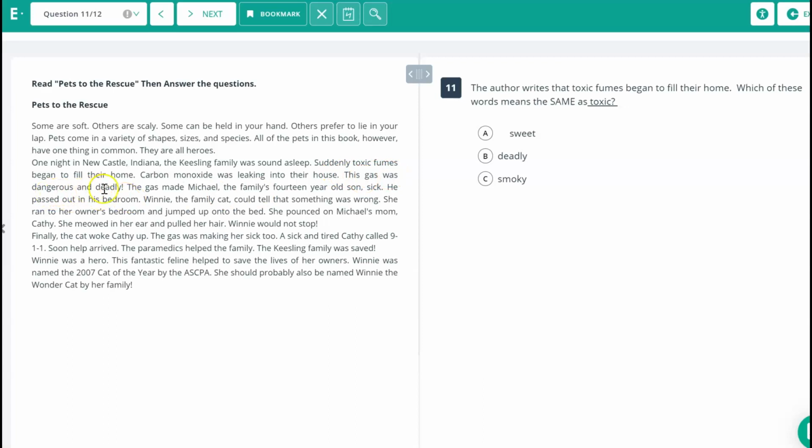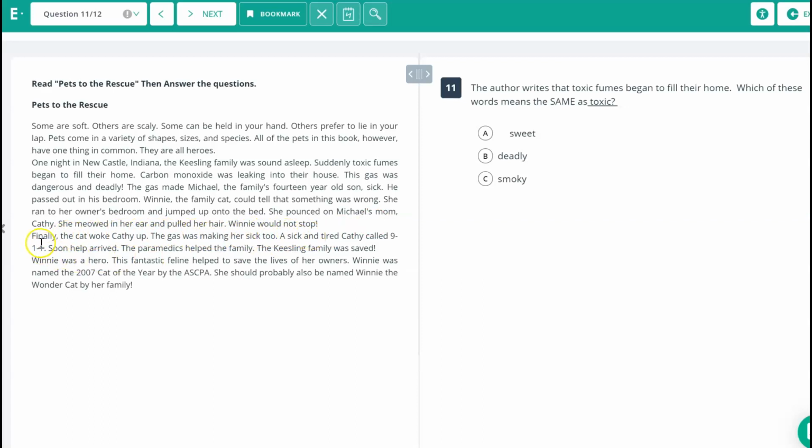Suddenly, toxic fumes began to fill their home. Carbon monoxide was leaking into their house. The gas was dangerous and deadly. The gas made Michael, the family's 14-year-old, sick. He passed out in his bedroom. Winnie, the family cat, could tell that something was wrong. She ran to her owner's bedroom and jumped on the bed. She pounced on Michael's mom, Kathy. She meowed in her ear and pulled her hair.